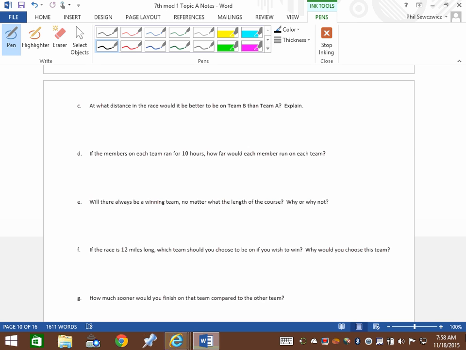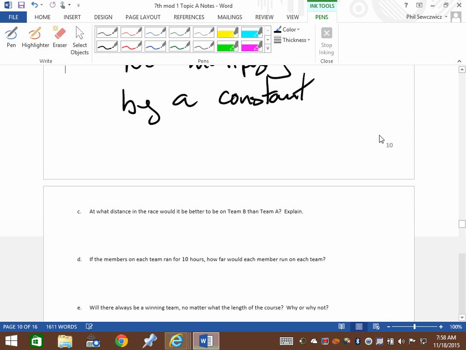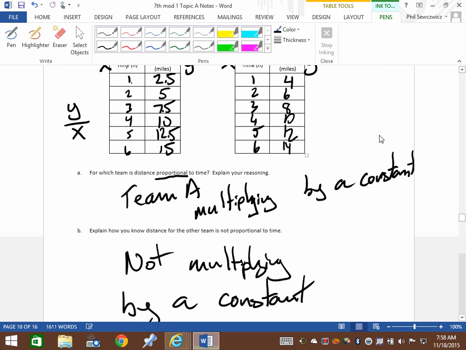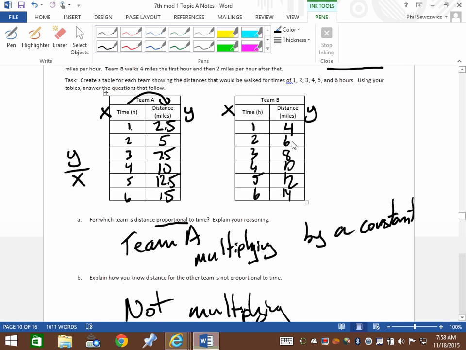All right, well let's go back up into the table here and let's see what we can find. Trying to scroll up here. There we go. So what distance in the race would better be on team B than team A? Better on team B than team A. Well, for the first mile, yeah. The second mile, yeah. The third mile, yeah. The fourth mile, ooh, look, there's a tie. And then the fifth mile, team A.